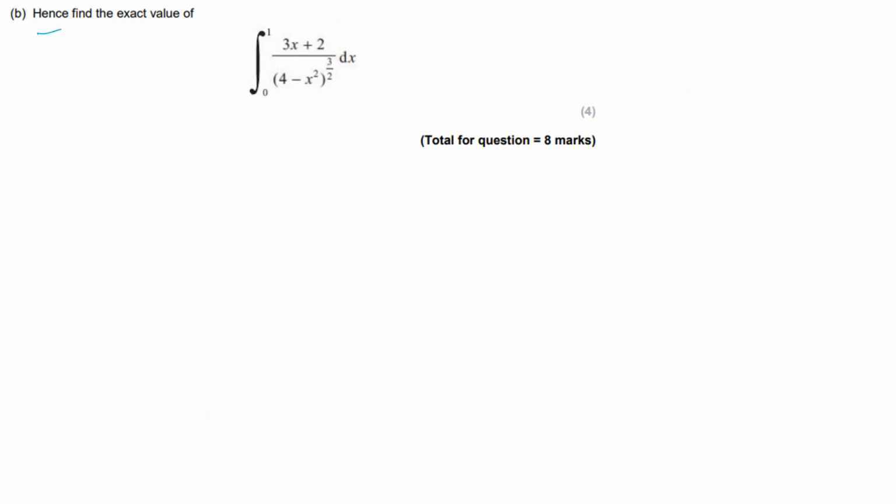So when it says hence find the exact value, because of what we've just done in part A, because it says hence we must use what we've just done. So it was from 0 to pi by 6 of 3 over 2 tan u sec u plus a half sec squared u du. Now we know that tan differentiates to sec squared, so the sec squared is just going to integrate back up to tan, so we know how to do that one.